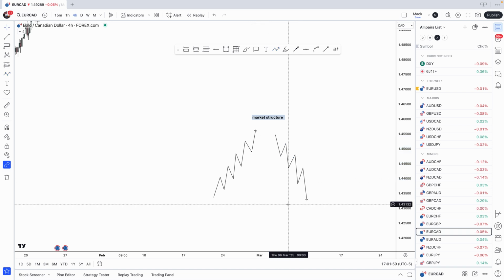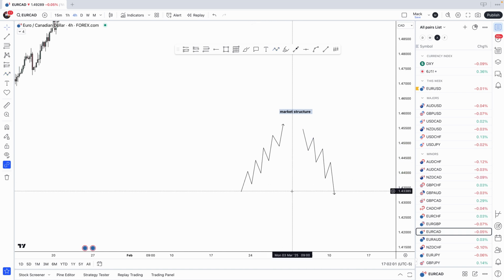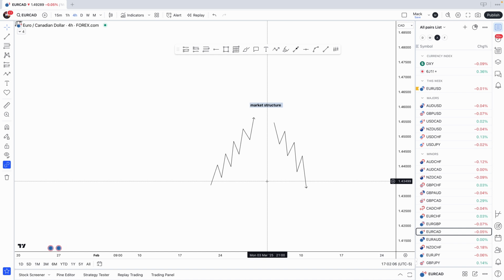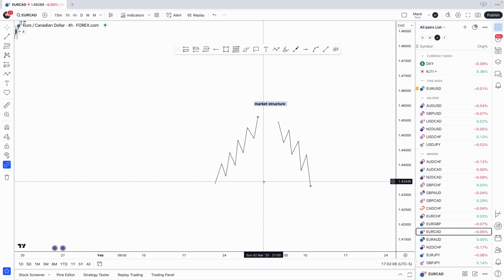The place a lot of people get messed up, and this is something I was super guilty of up until the last year or so, maybe a little bit longer, was not paying attention to where we have just come out of. What I mean by that is structure is going to remain intact until we get to a high time frame area.